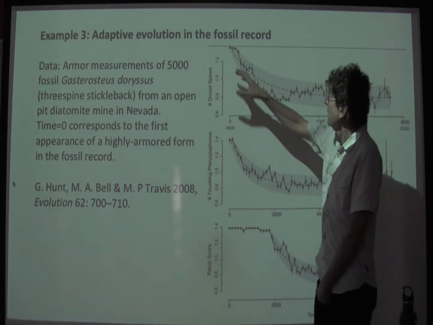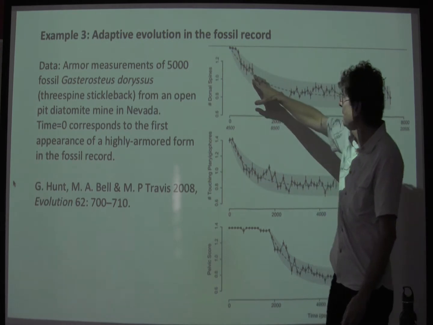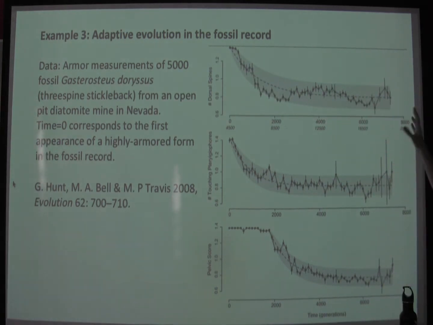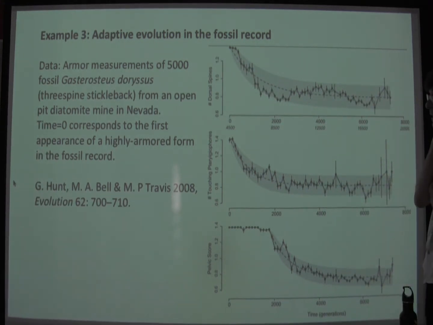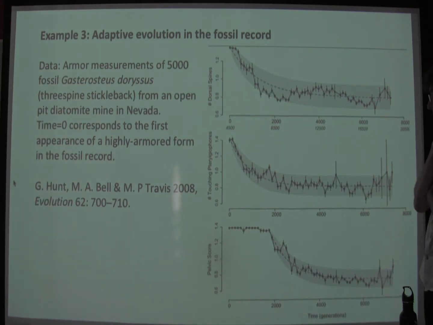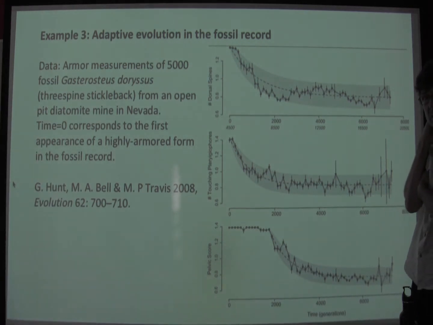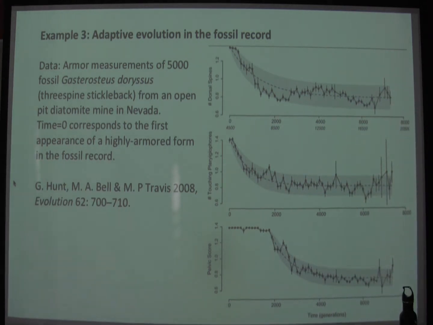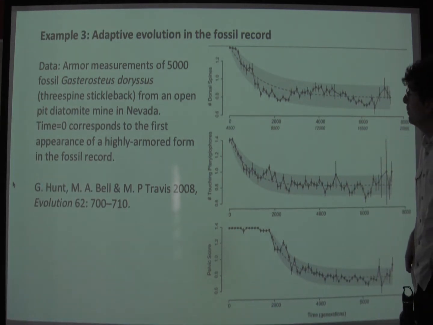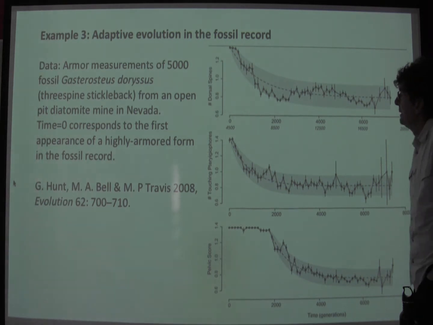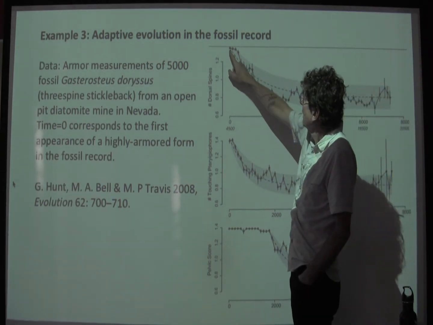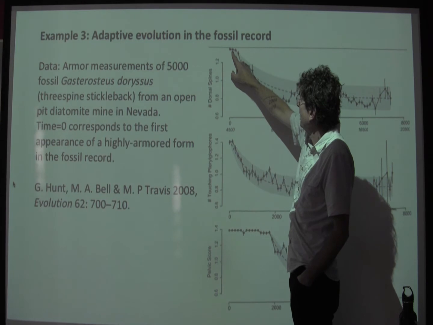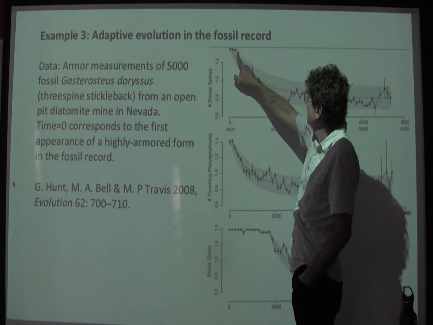But what he observed was that each of these traits showed a pattern of decline. And that's pretty characteristic in stickleback. After colonization of fresh water, the armor evolves to lower and lower levels. And so that's true for each of these traits. And what Mike Bell did was he measured the change from here to here, from here to here, from here to here.